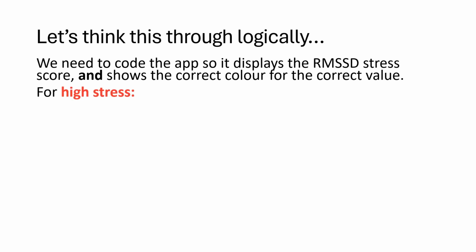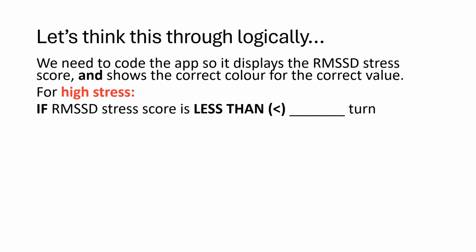So for example, for high stress, we want it to say if the RMSSD score is less than whatever value you just calculated, we want it to turn red. So think about the value, what was the threshold that you calculated for high stress? We want it to be less than that, because a low RMSSD value, remember, means high stress. And if it's a high value, that means low stress.